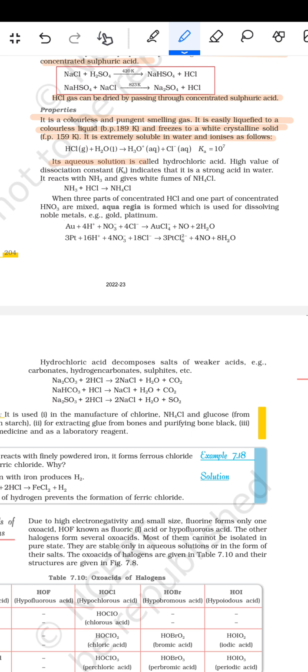Its aqueous solution is called hydrochloric acid. The high value of the dissociation constant Ka indicates that it is a strong acid in water. It reacts with NH3 and gives white fumes of NH4Cl. NH3 plus HCl gives NH4Cl.